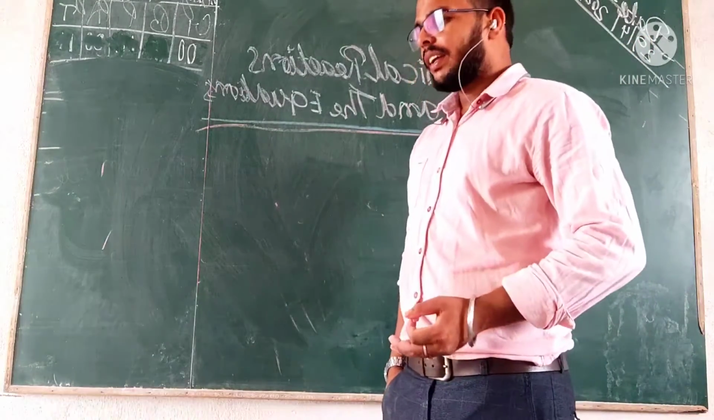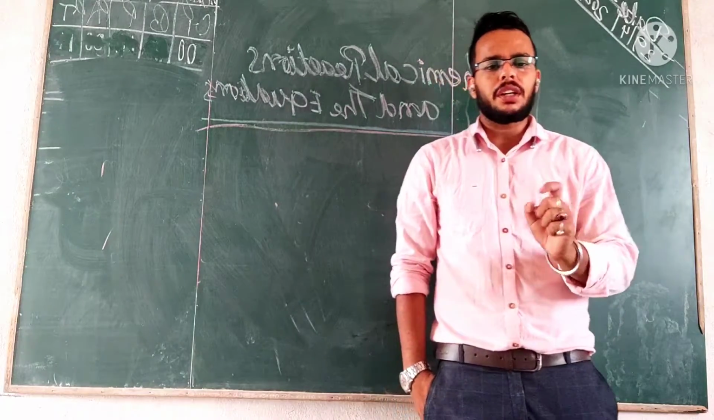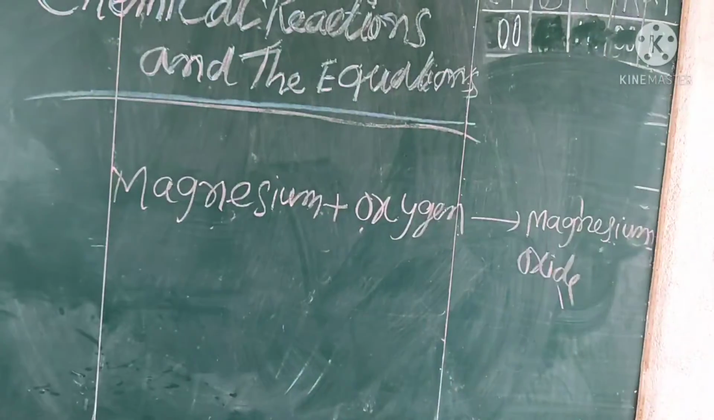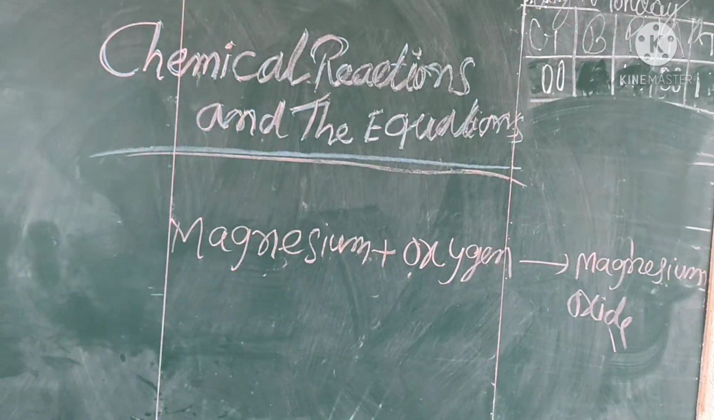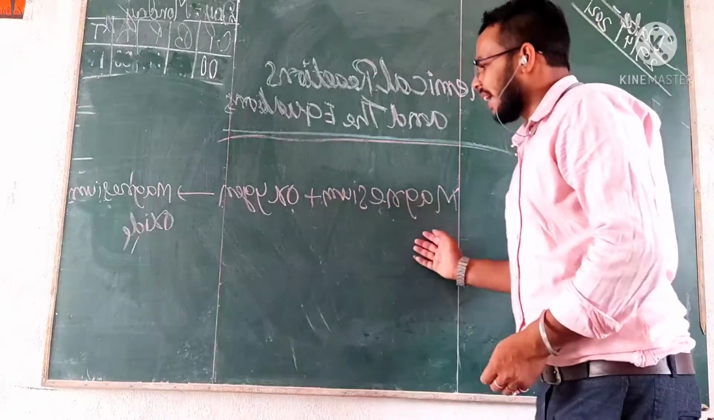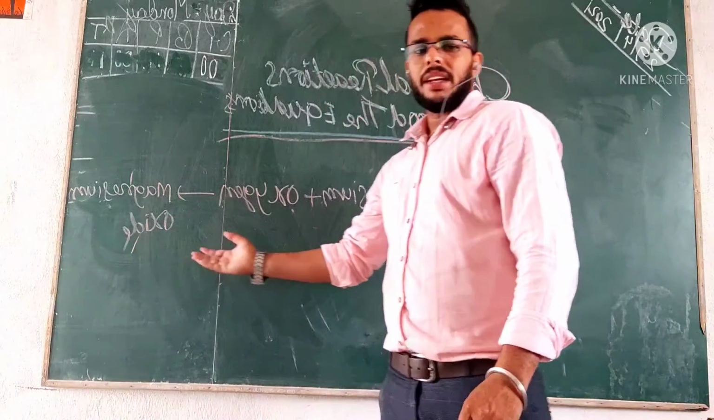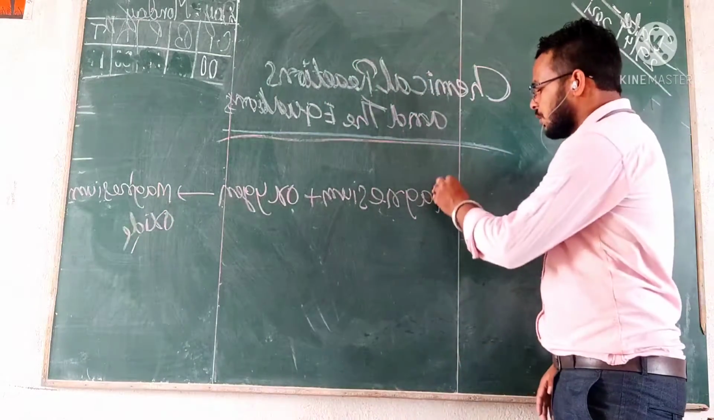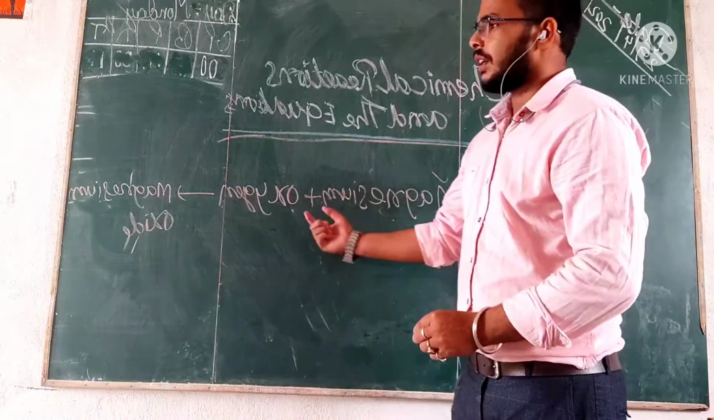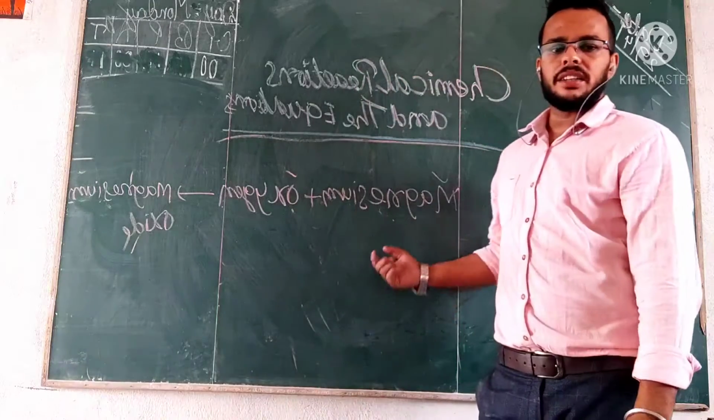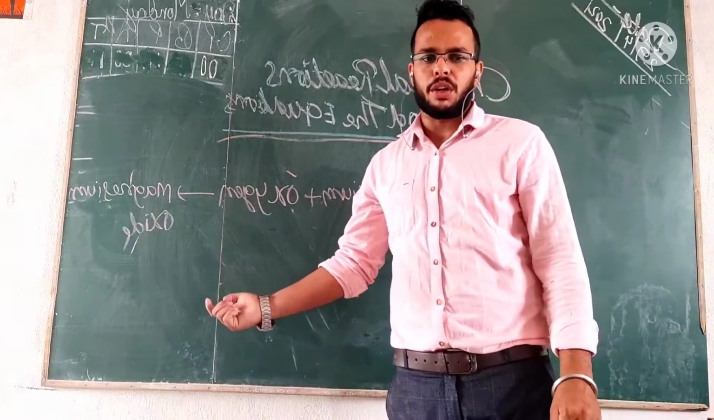Which words will we take? Very specific words from the reaction will be taken. Now you can see that magnesium and oxygen make magnesium oxide. It means the specific words are used to make the word equation, and this is called a chemical word equation.